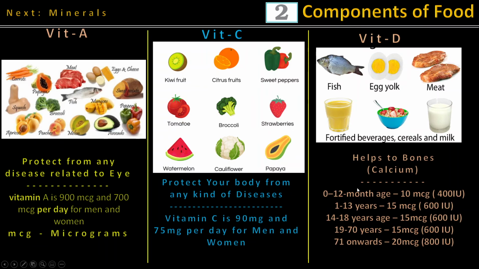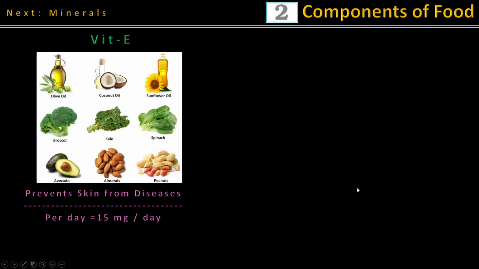Okay, now let us go with vitamin E. Vitamin E prevents the skin from disease, and these are the foods: olive oil, coconut oil. It can be used in food as well as applied on the skin. Even sunflower oil you can eat, and broccoli, kale, spinach, avocado, almonds and peanuts. So these are the vitamin E foods. How much do you need to consume? The optimal recommended amount is 15 milligrams per day.